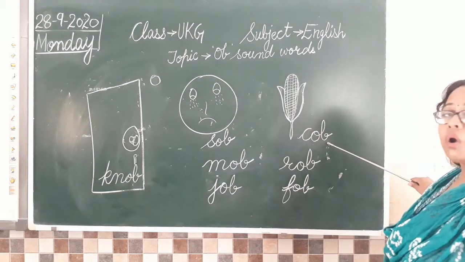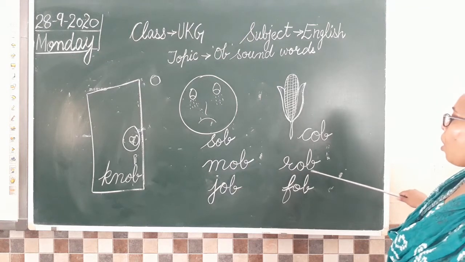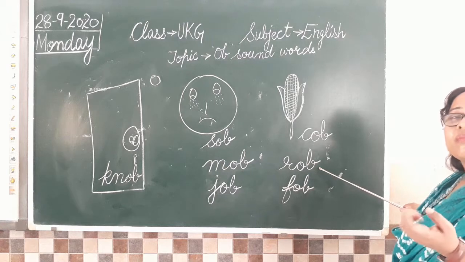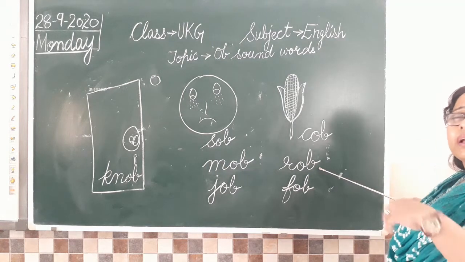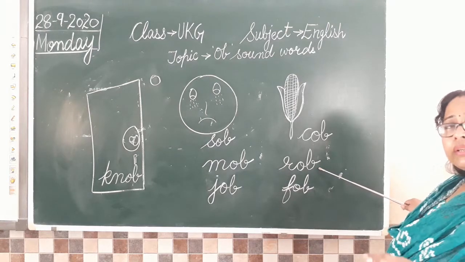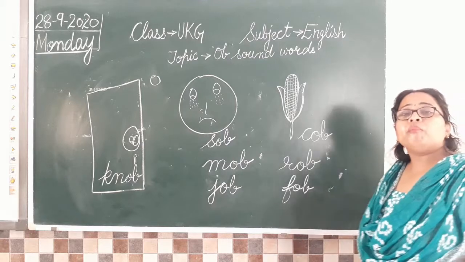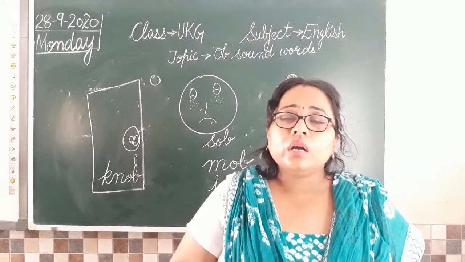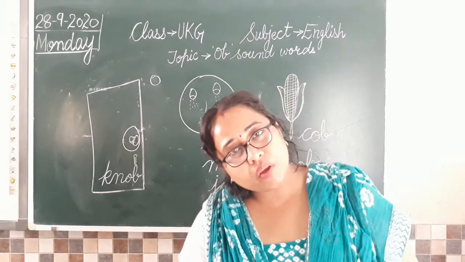Cob, ob, cob. Cob is भुट्टा. Rob, ob, rob. So what is rob? When you are doing some robbery, जब कोई robbery हो जाती है, not you are doing, the bad people they come and they do that robbery. Clear? That is called rob. Fob, ob, fob. Fob means to cheat someone, किसी को परेशान करना, उसको धोखा देना. That is called fob. Clear everyone?